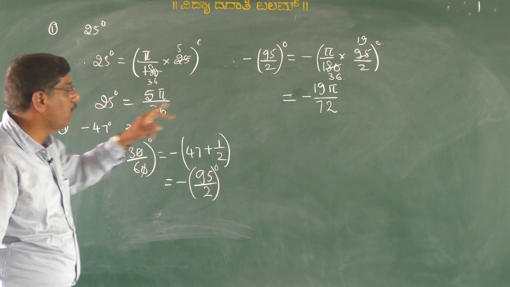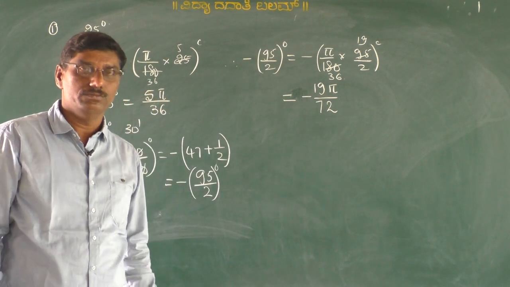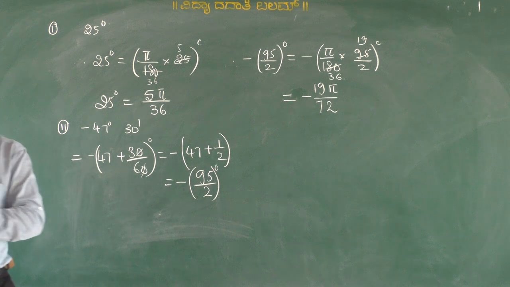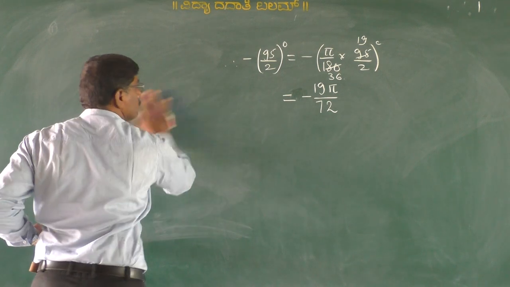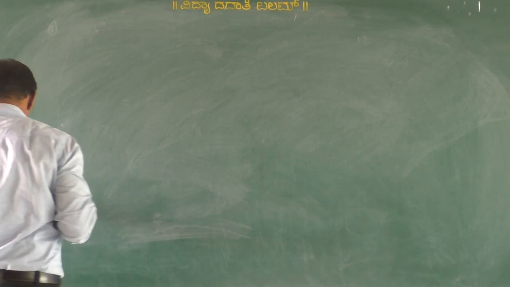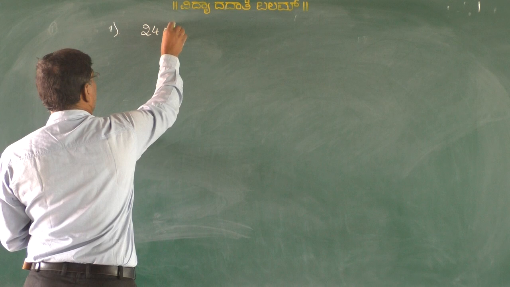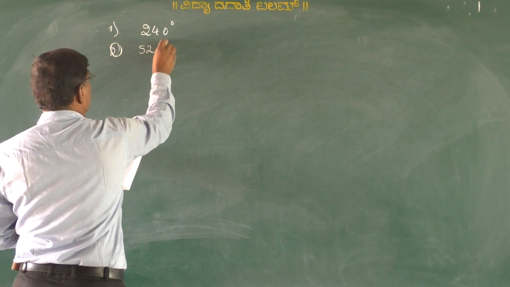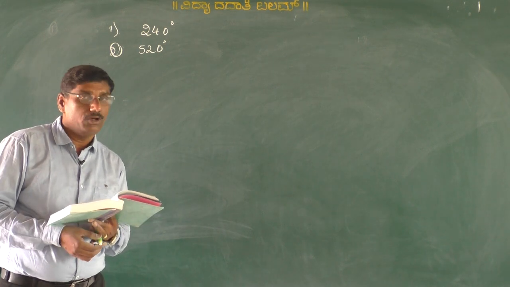This is, in terms of radians, minus 19 pi divided by 72. Are you understood, all of you? Yes. Now we have to do some of the problems ourselves, my dear students, which are conversion or expression in terms of degree measures. That is the first one, 240 degree. The second one is 520 degree. Yes, that is the homework for you. We have to do it ourselves, isn't it? Are you understood, all of you?